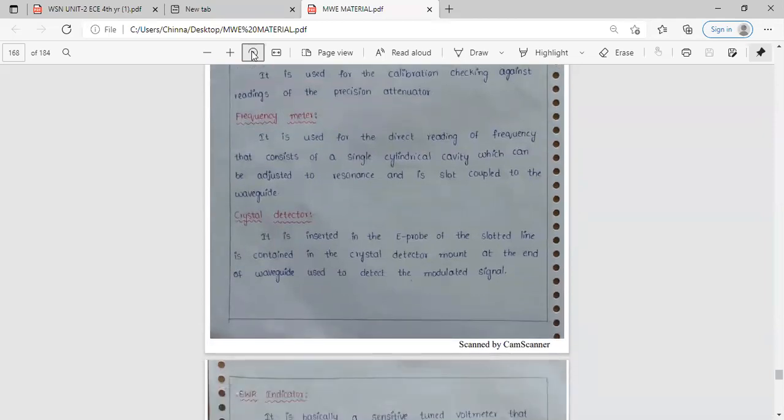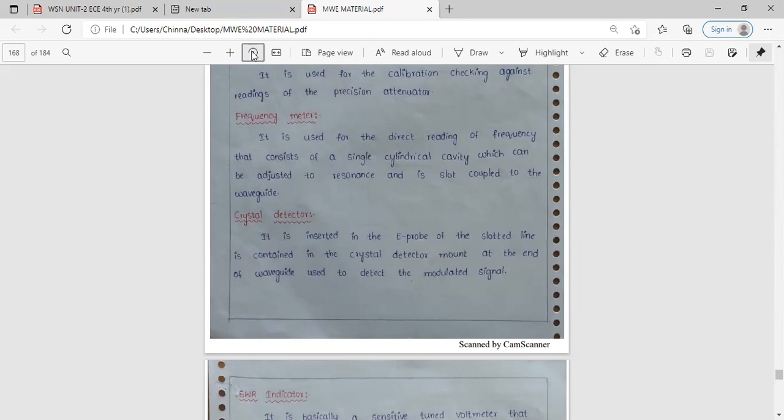Then the frequency meter. It is used for direct reading of the frequency, and consists of a single cylindrical cavity which can be adjusted to resonance, and is slot coupled to the waveguide. The resonator frequency meter measures the frequency directly. It consists of a single cylindrical cavity which can be adjusted to resonate, and is slot coupled to the waveguide.